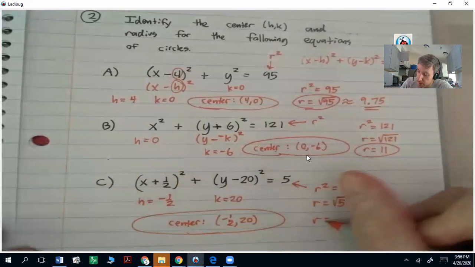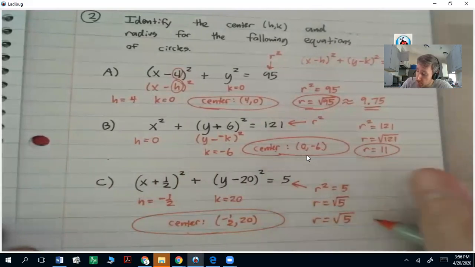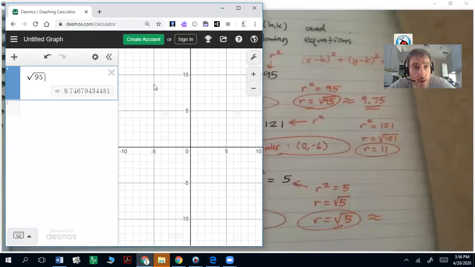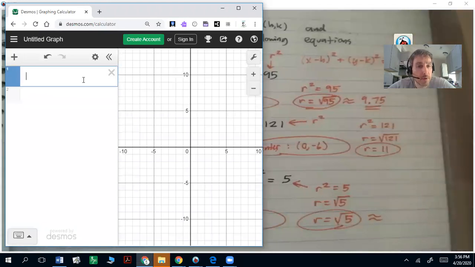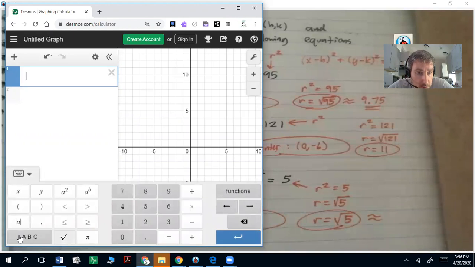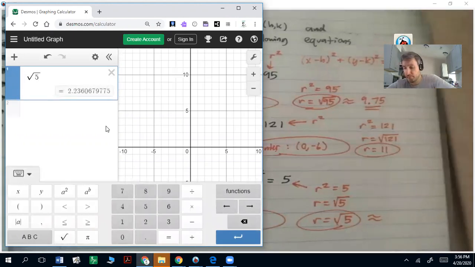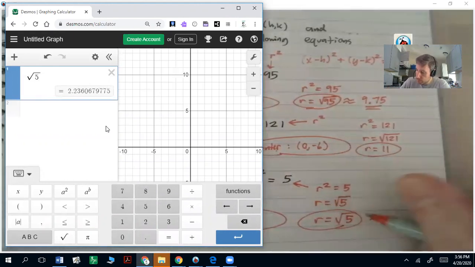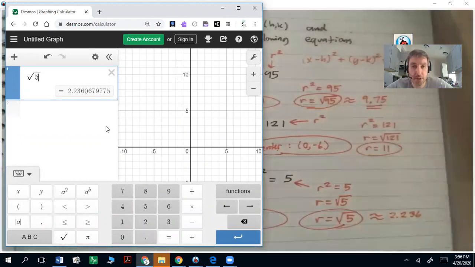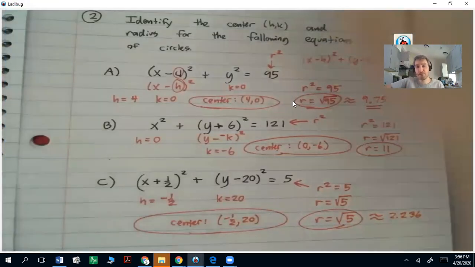The radius can be left as the square root of 5, but if you want a decimal, that's approximately... Oh, I forget. Let's see, the square root of 5. Another way to get a square root is to go into the keypad and use that button too. It's 2.236. So you can say it's approximately 2.236 or leave it as the square root of 5.